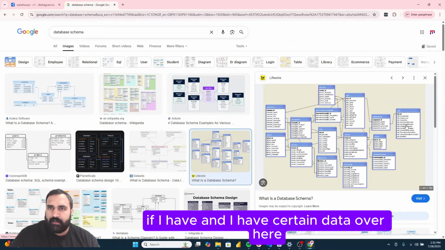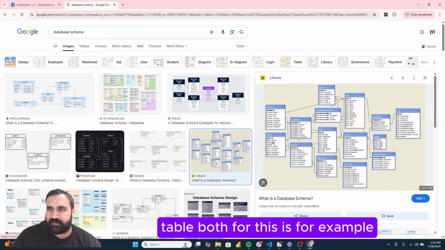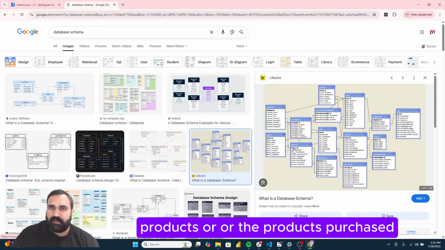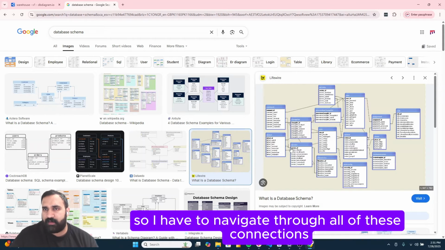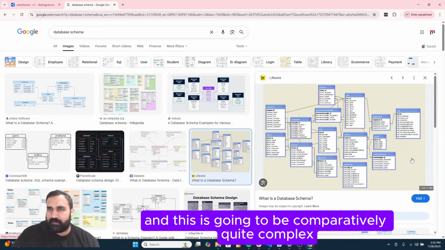If I have certain data over here, and I want to get data from this and this table both, for example, a person and the products purchased, and I want to understand, I have to navigate through all of these connections. These are called joins in code, and this is going to be comparatively quite complex.